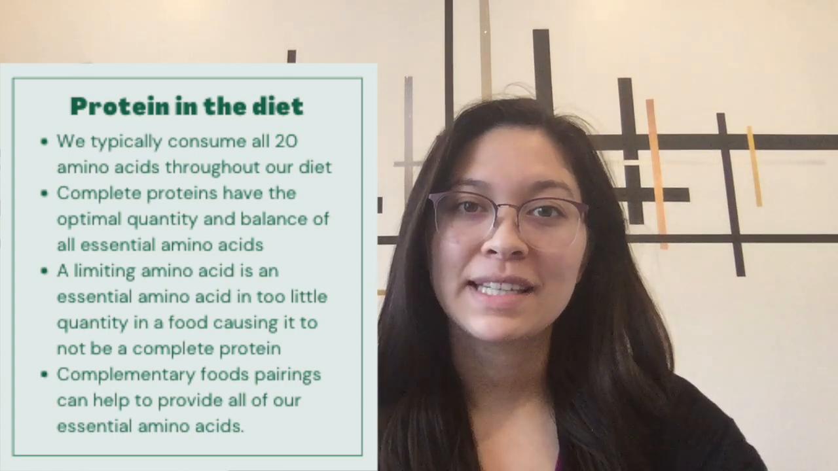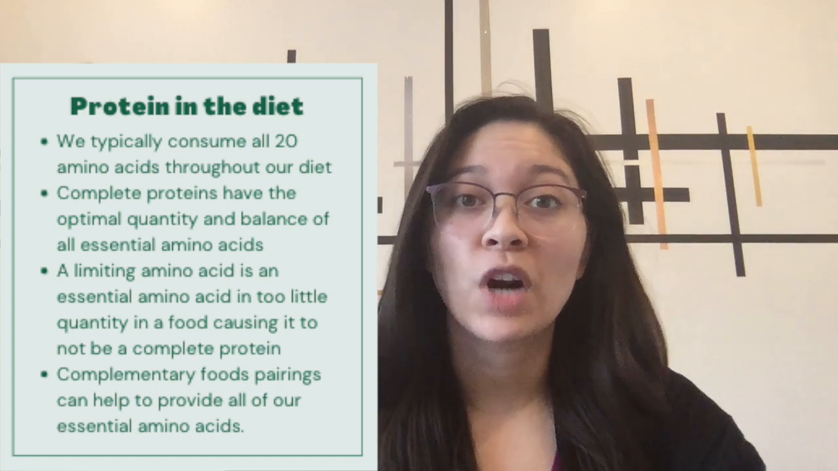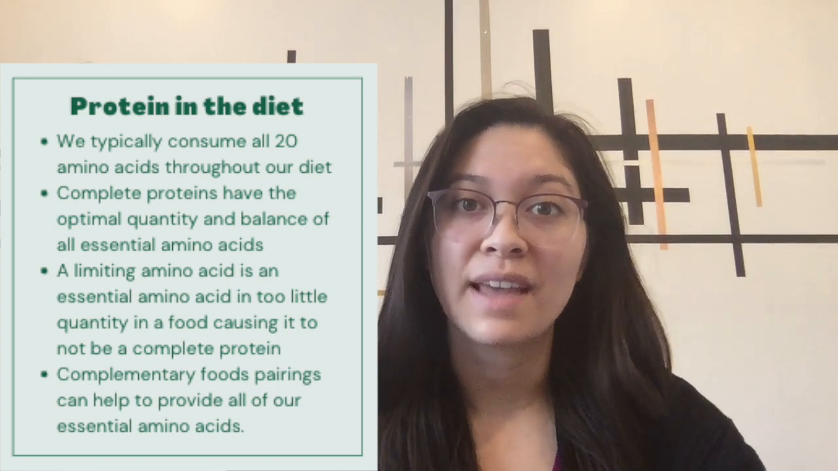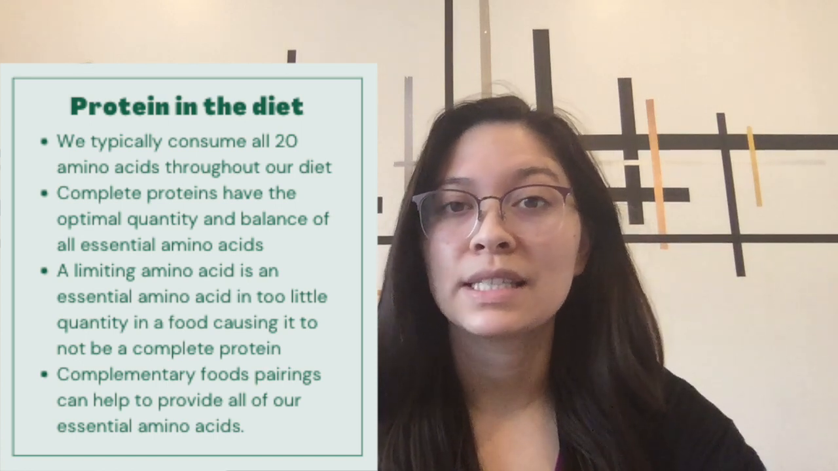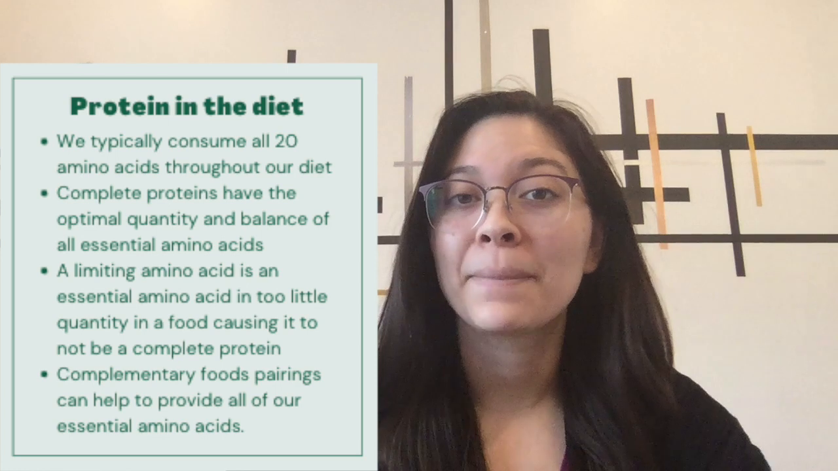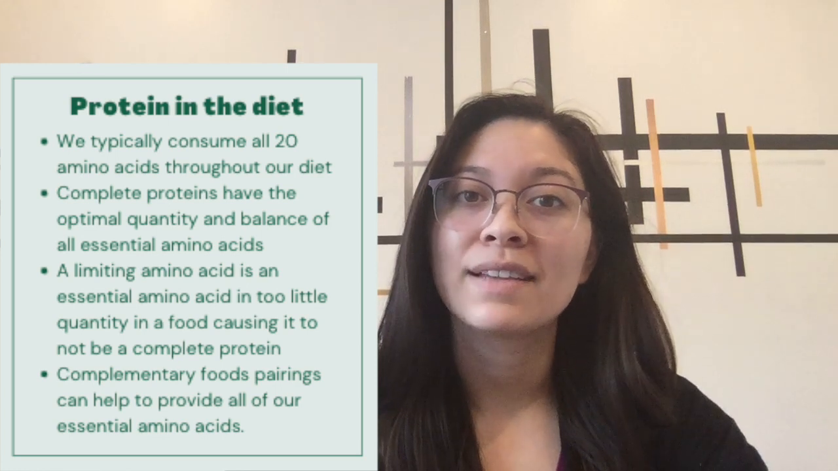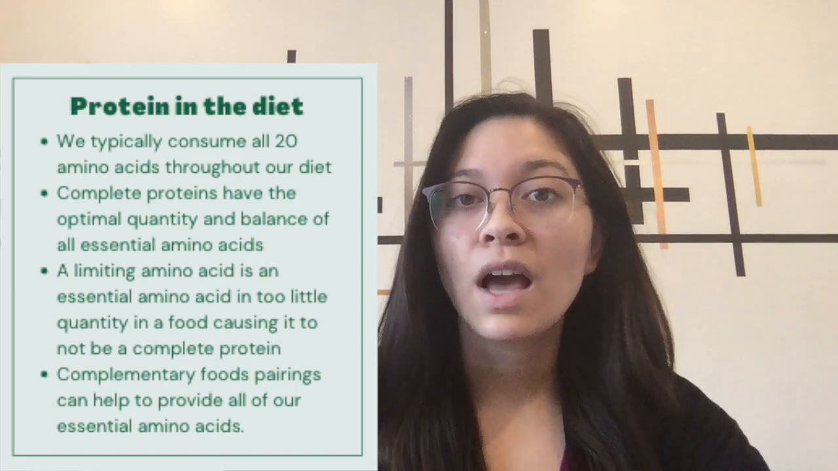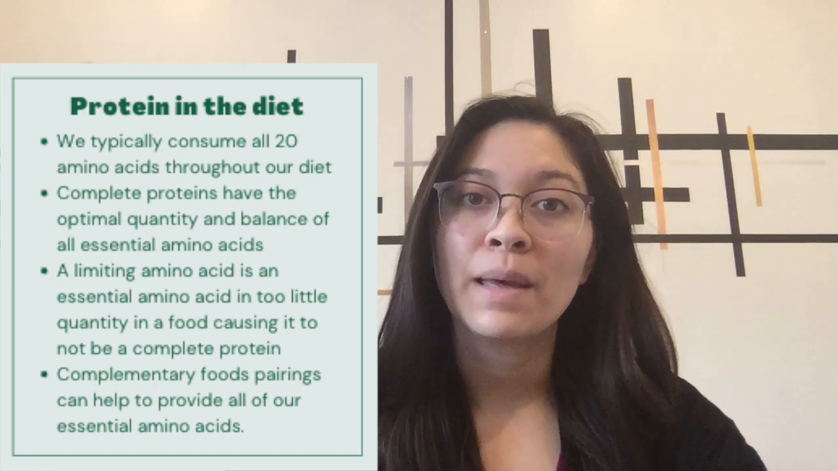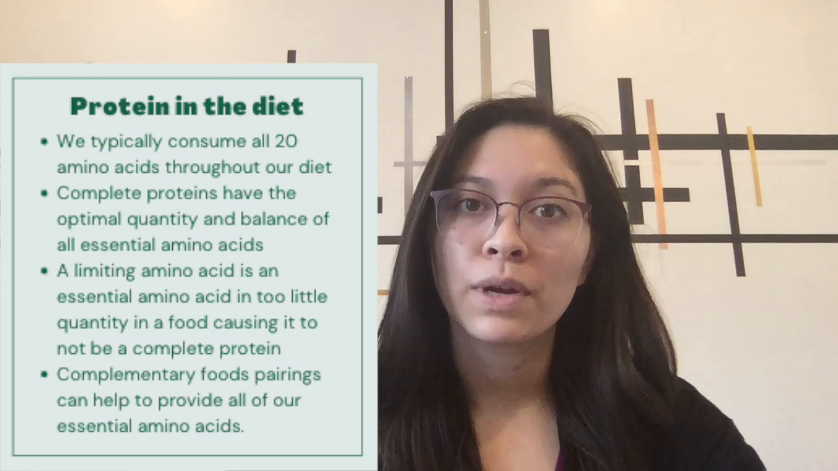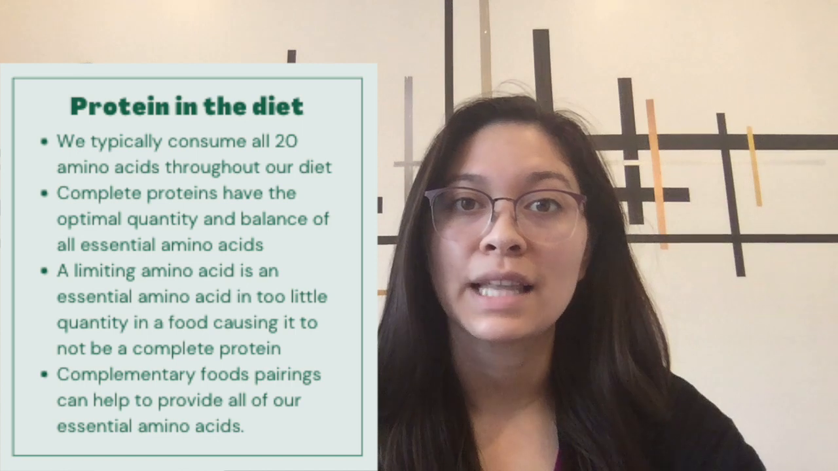When we're thinking about protein in the diet, we're typically going to be consuming all 20 amino acids in the variety of foods that we're going to eat throughout the day. But what we're going to think about in terms of protein-containing foods, and specifically complete protein foods, those are going to be the foods that contain all of our essential amino acids. And not only do they contain all of the essential amino acids, but they have them in the appropriate balance that is most appropriate for stimulating growth and development and all those things in our body.